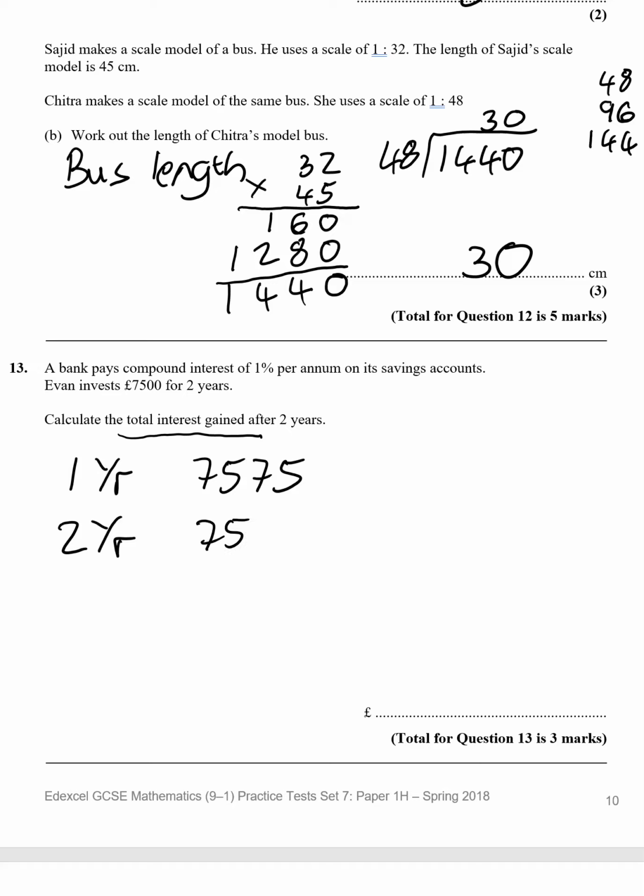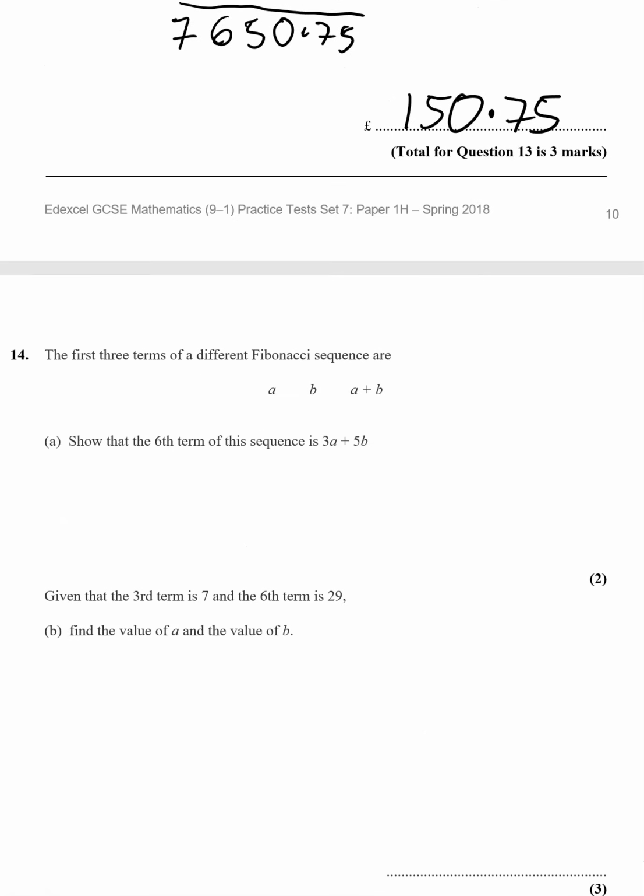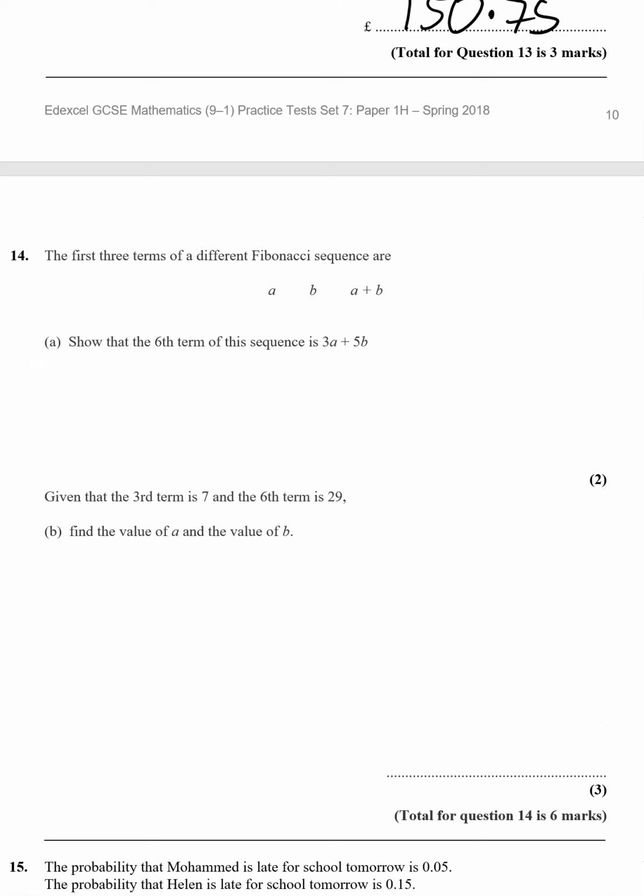The second year, we need to add on 1% of this. So we've got the original amount plus 1%. I'm just going to add it all underneath, column method. £7,650.75, but the question asks for the interest, so it's 150.75 for the 2 years, because that's how much more money we got in the bank account. Okay, next question.